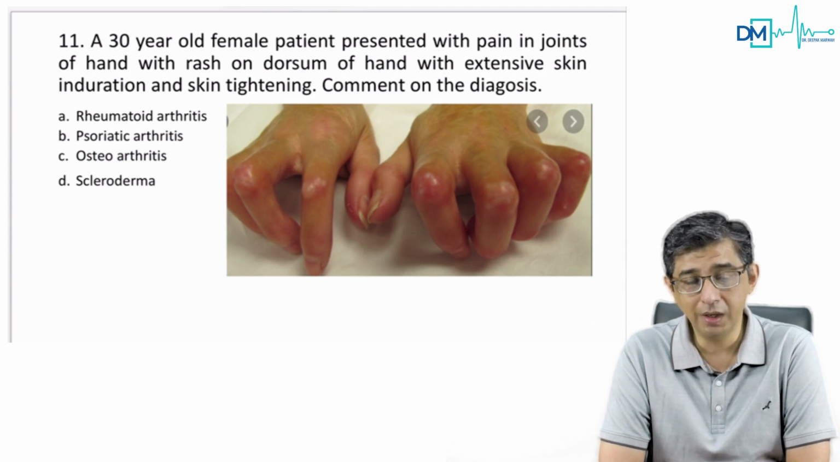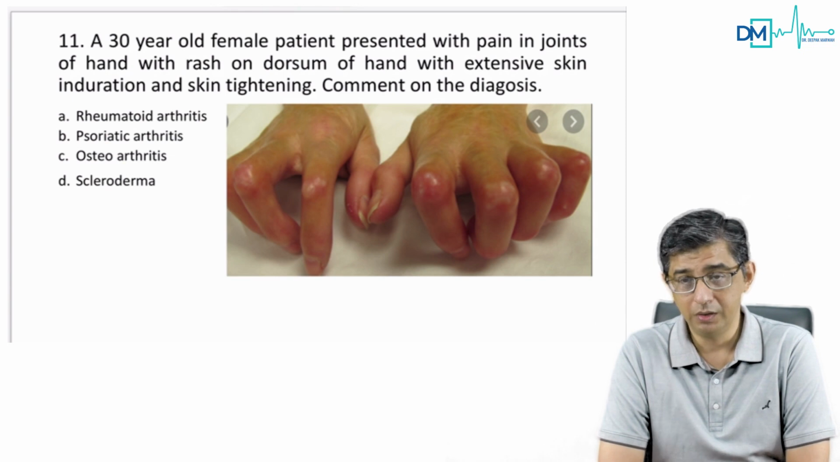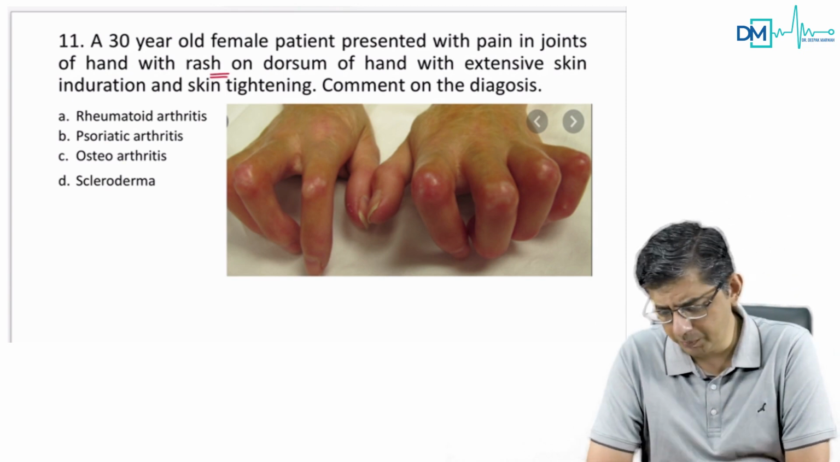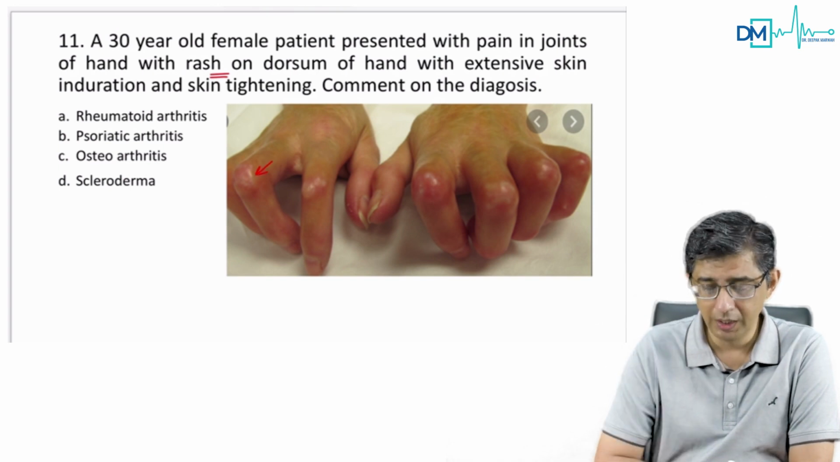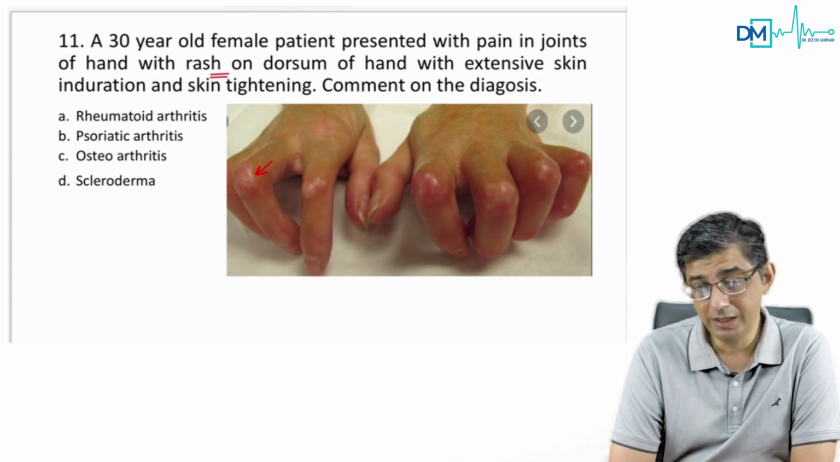So let's solve this. I have this guy with me who told me that this was regarding a female patient. There's pain in the joints, there's a rash on the dorsum of the hand. Yeah, a bit of redness in the joints can be noticed, and there is extensive skin induration and skin tightening. Now he said, what is the diagnosis?